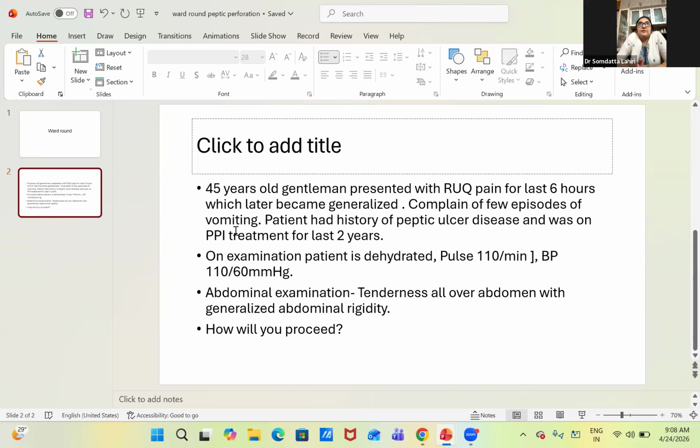And otherwise, suppose you are working in a good hospital where you have a lot of instruments in your hand. In that situation, can you do something for a large perforation other than this plug?